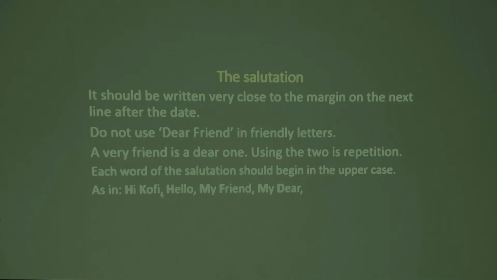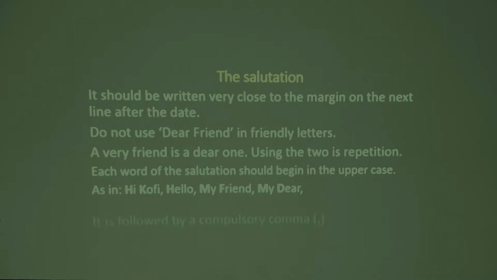Hello is just 1 word. So the H should be what? Capital. My friend. You may use something like that as your salutation. My starts with capital M. Friend should also start with capital what? F. There are instances we've seen students write them wrongly, so you take note of that. My dear. So my, capital M, dear, capital what? D. Please take note. We have not written all in capital letters. And you realize that after each, there is a comma.